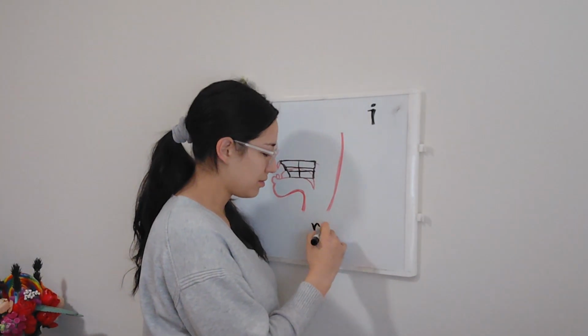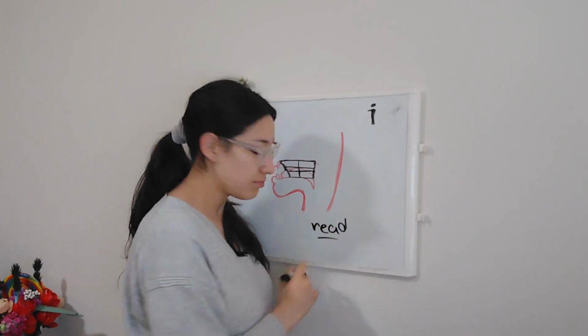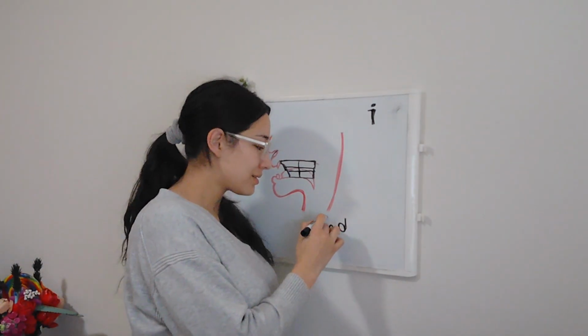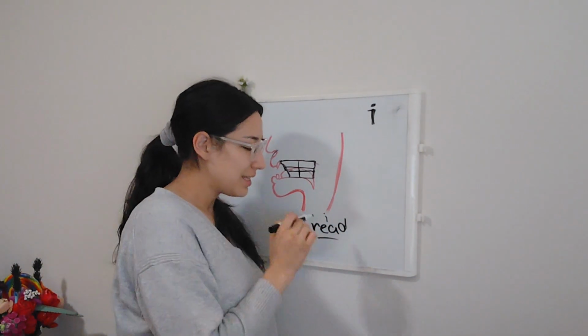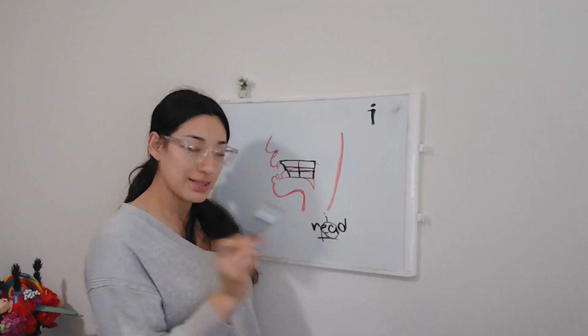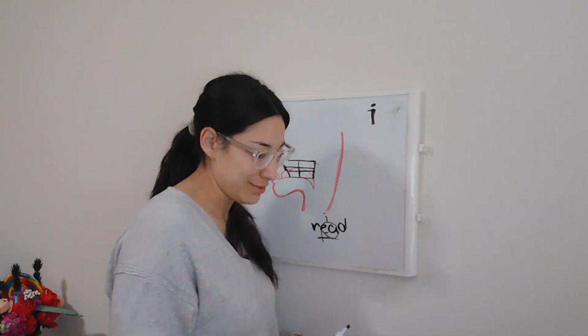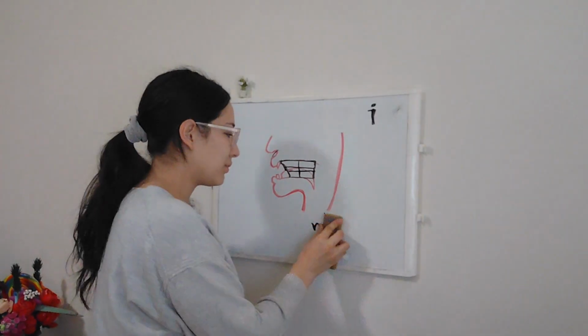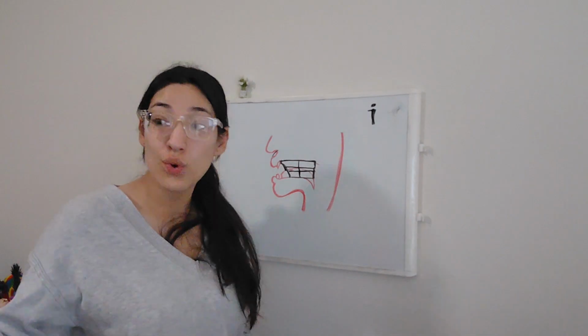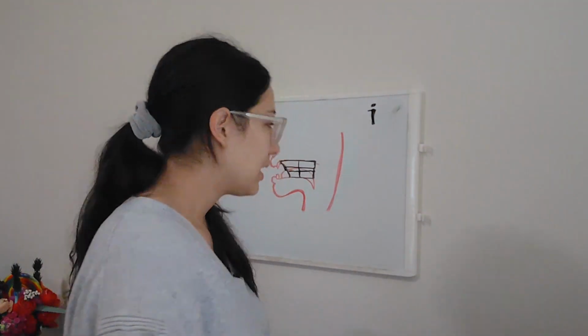Read. Read. No I, but it sounds like this is an I, right? The sound in words like this, it's a long I sound. And the sound in words like wicked, it's a short I sound. How do we see them?